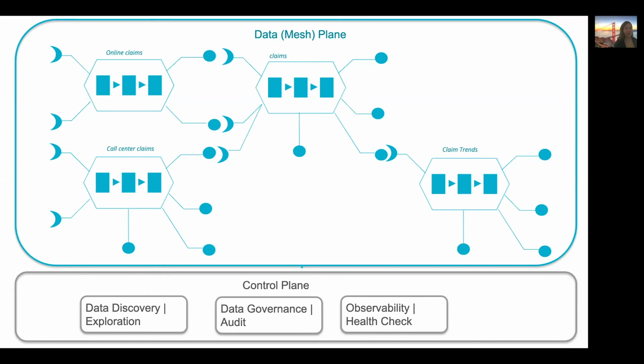That online claims here is getting data from probably some stream from an online claim processing system, or the call center claims is getting claims from a change data capture out of a legacy database where nobody knows how that application works, because it's just so old. And the claims is, as an aggregate, a data product that is consuming from those 2 upstreams and creates an aggregate view of all the claims.